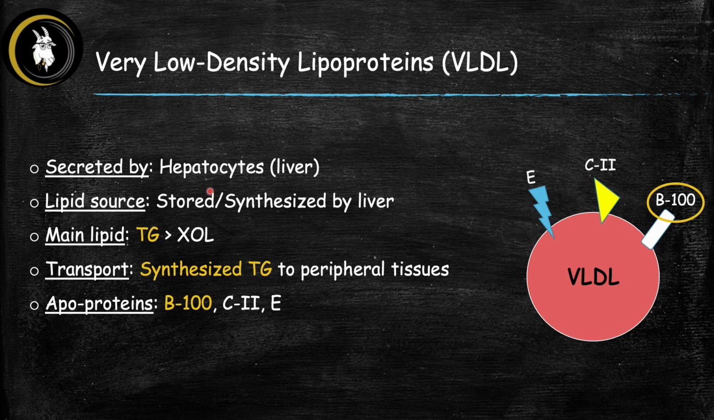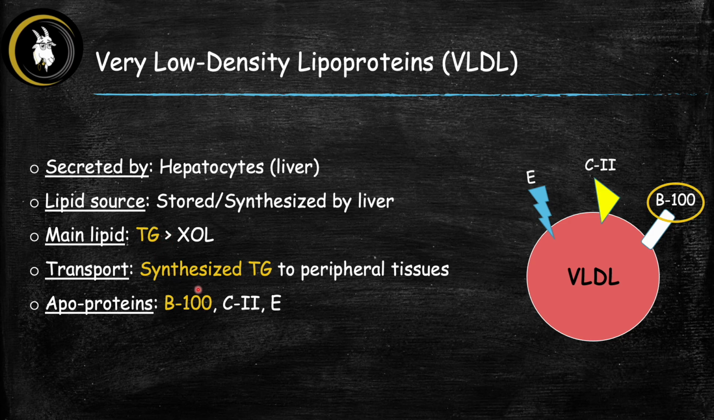So these ones are made and secreted by hepatocytes, which are liver cells. So remember that one of the many jobs of the liver is to make and store lipids. And so it can deliver it to the other cells. Remember, it's called the liver because it delivers. So the lipid source right here is going to be lipids that were synthesized by the liver. And just like chylomicrons, VLDL also has both triglycerides and cholesterol, but more triglycerides, just like we saw with chylomicrons.